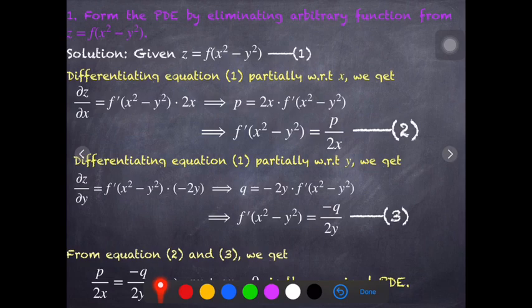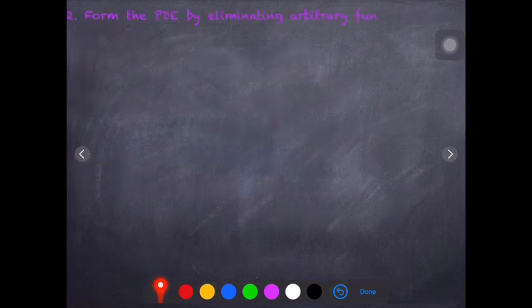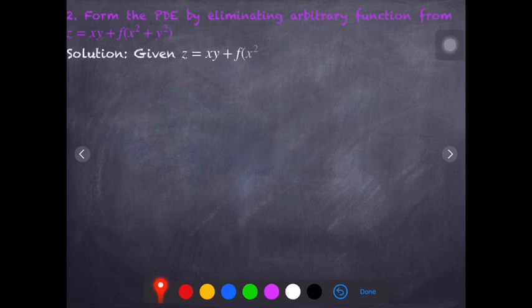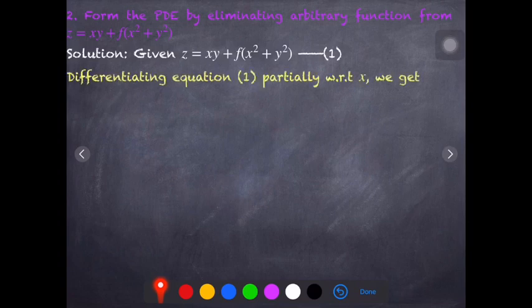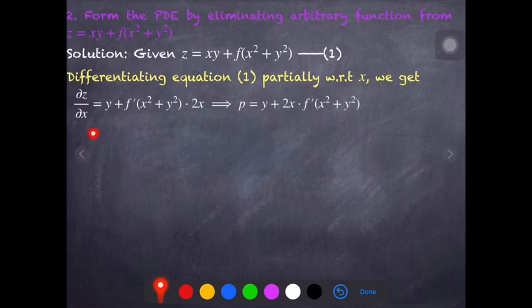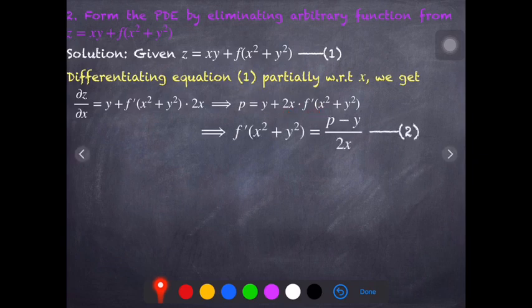Now, moving to the next problem. Form the PDE by eliminating the arbitrary function from z is equal to xy plus f of x square plus y square. Similar steps. Consider the given equation as number 1. Differentiating equation number 1 partially with respect to x, we get dou z by dou x is equal to differentiation of xy, which is y, plus f dash of x square plus y square into differentiation of x square, which is 2x. dou z by dou x is nothing but p, so p is y plus 2x into f dash. Simplifying this expression for f dash, we get p minus y by 2x, call that equation number 2.